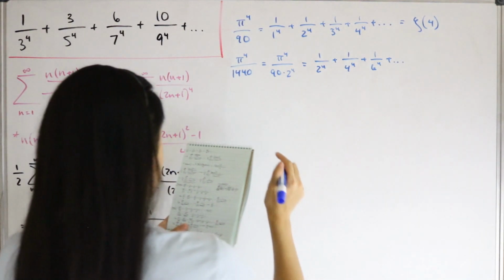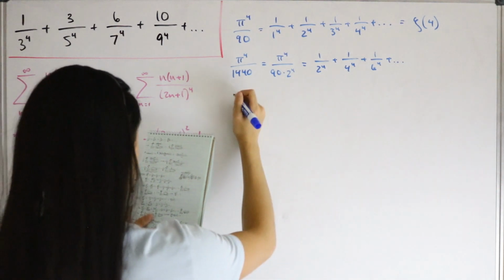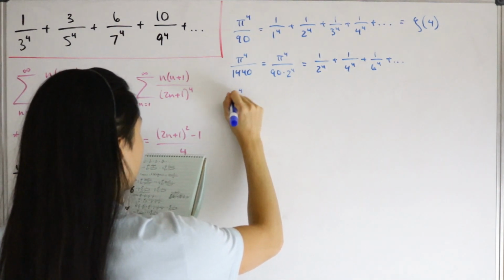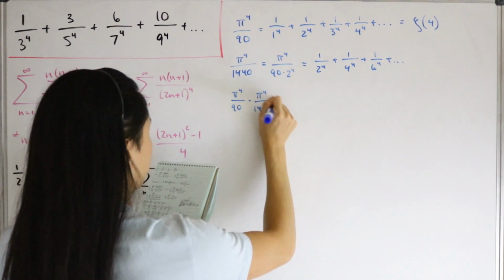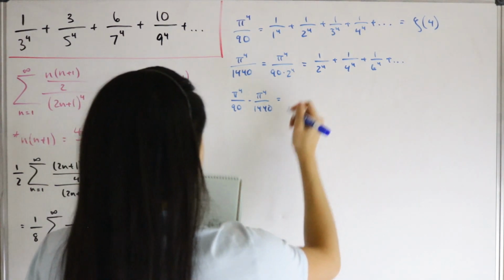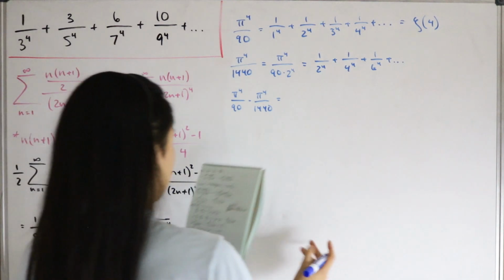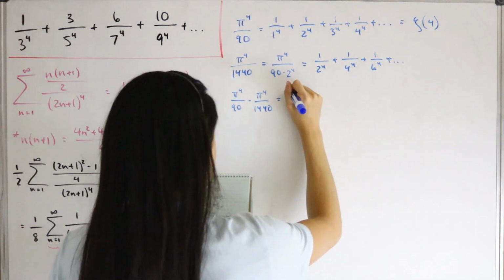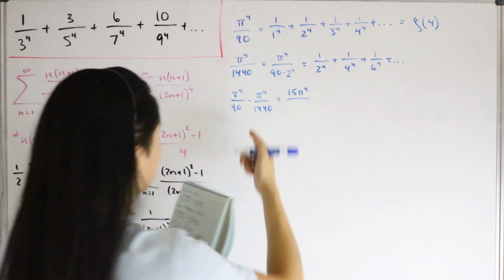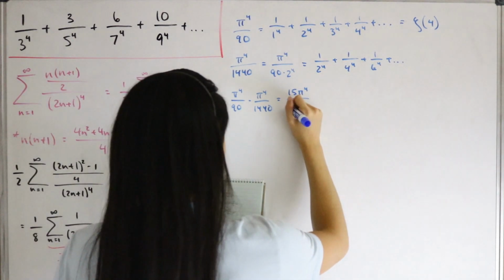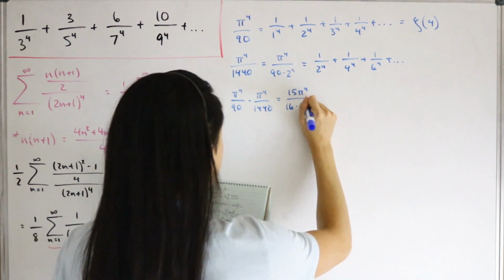Performing the subtraction means we're going to have pi to the power 4 divided by 90, minus pi to the power 4 divided by 1440. Then you do the simplification. It's pretty easy to see that we have 15 times pi to the power 4, multiplied by, so it's still 1440, but I'll decompose this as 16 multiplied by 90.